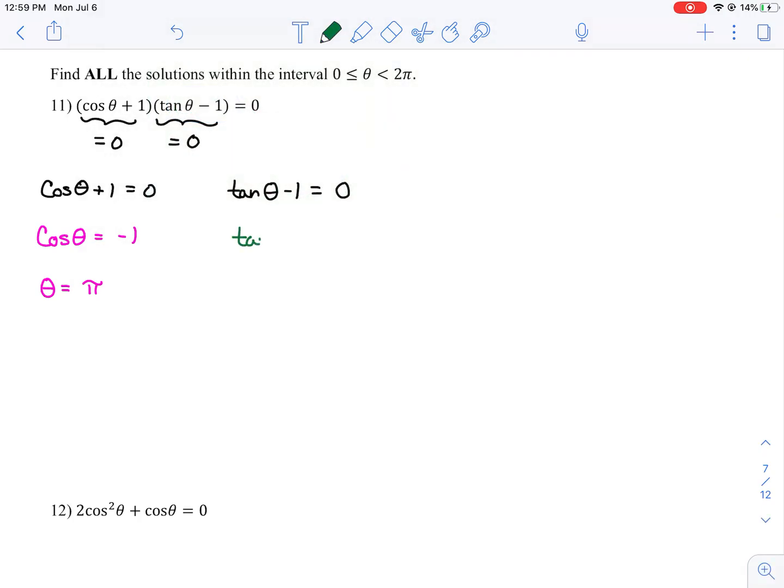For the equation on the right, I'm going to add 1 to both sides. And what angle between 0 to 2 pi has a tangent value of 1? There are two, pi fourths and 5 pi fourths. So those are the three solutions to this equation. Theta is equal to pi fourths, pi, 5 pi fourths.